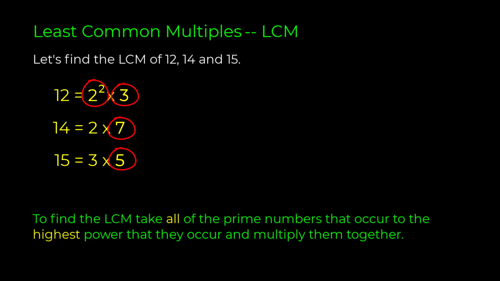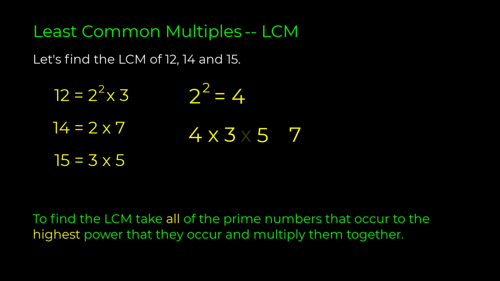For each prime number, we take the highest power that appears from factoring these numbers. For 2, it is 2 squared, which is equal to 4. For 3, 5, and 7, it is simply those numbers, to the first power technically. So we multiply 4 times 3 times 5 times 7. The answer is 420. It is the least common multiple.